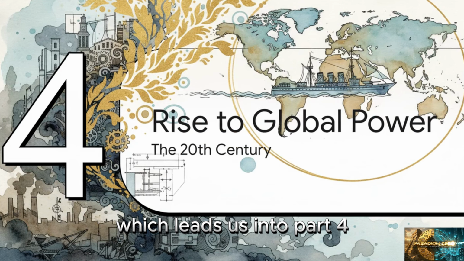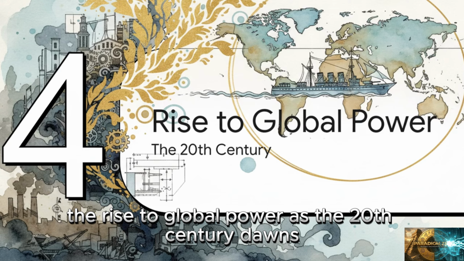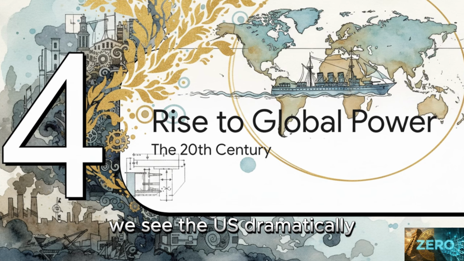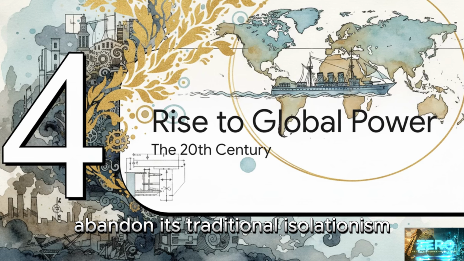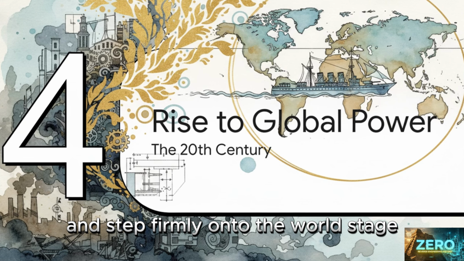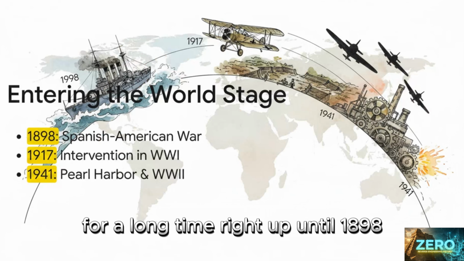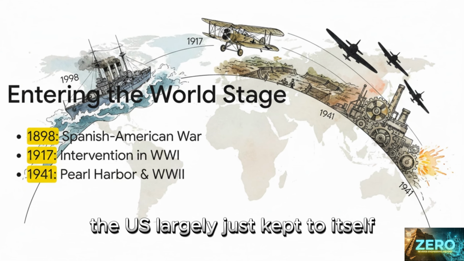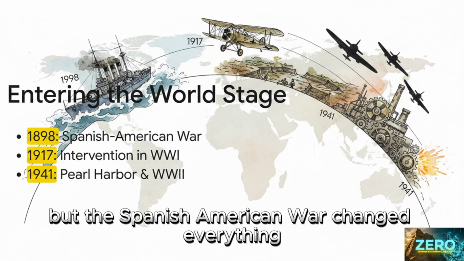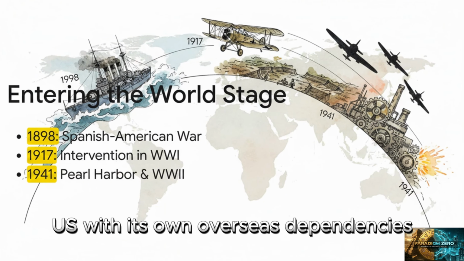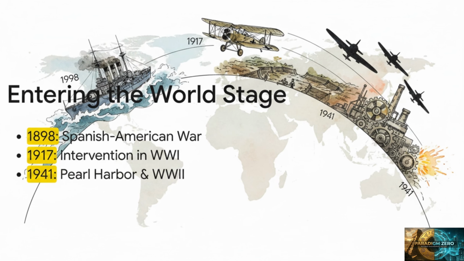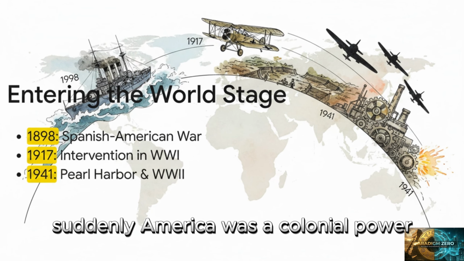Which leads us into part 4, the rise to global power. As the 20th century dawns, we see the U.S. dramatically abandon its traditional isolationism and step firmly onto the world stage. For a long time, right up until 1898, the U.S. largely just kept to itself. But the Spanish-American War changed everything, leaving the U.S. with its own overseas dependencies. Suddenly, America was a colonial power.